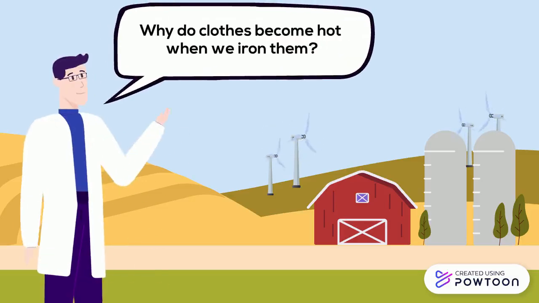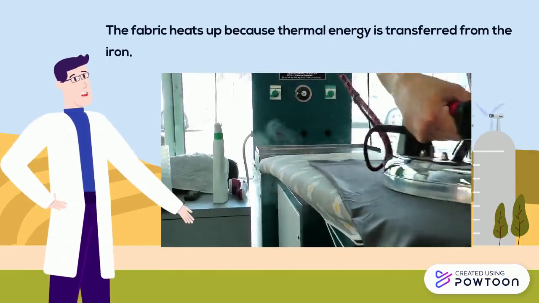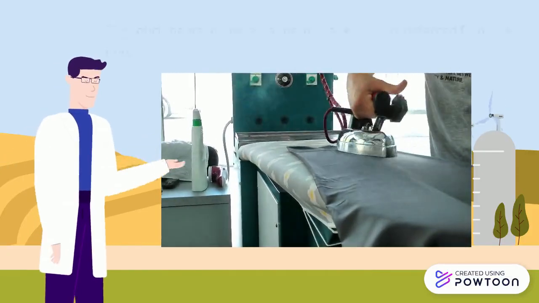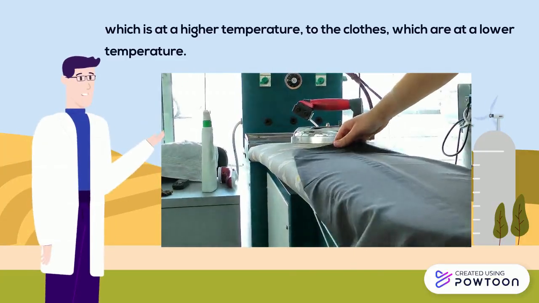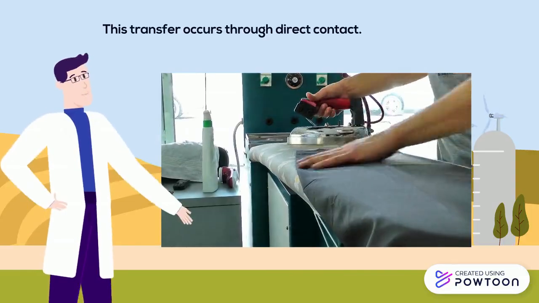Why do clothes become hot when we iron them? The fabric heats up because thermal energy is transferred from the iron, which is at a higher temperature, to the clothes, which are at a lower temperature. This transfer occurs through direct contact.